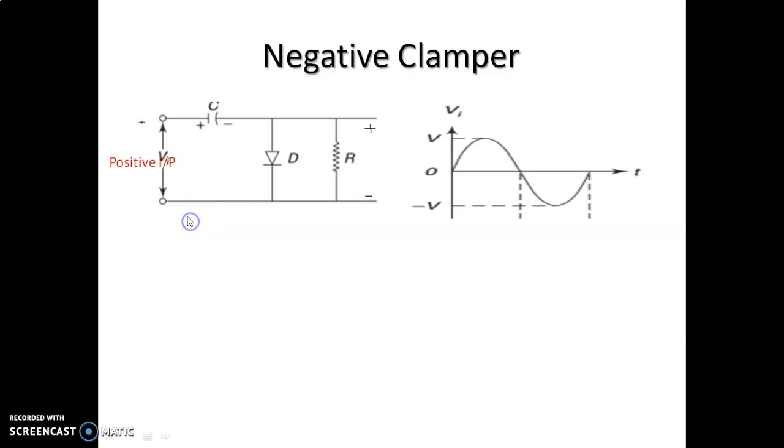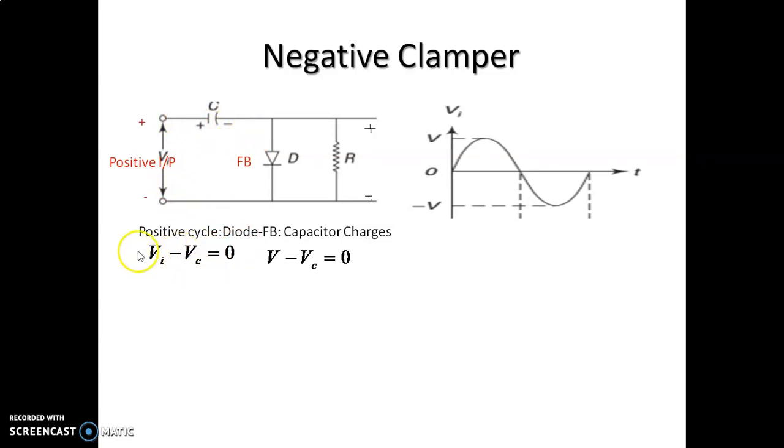When a positive input is given, this terminal will be positive and this terminal will be negative, and the diode becomes forward biased and the capacitor gets charged. So in the positive cycle, the diode is forward biased and the capacitor charges. To what value does this capacitor get charged? Let us see that. We can obtain that by applying the voltage law to this path. That is VI minus VC equal to 0.